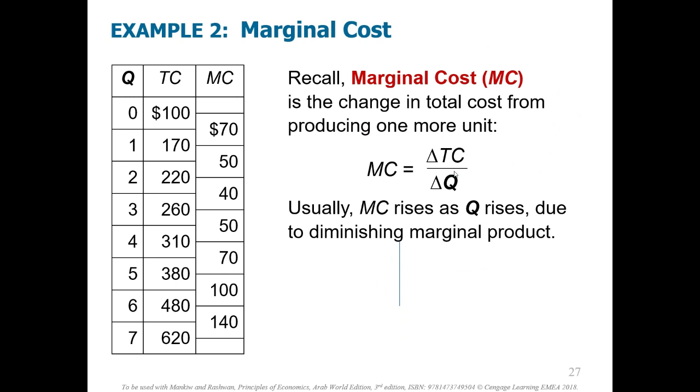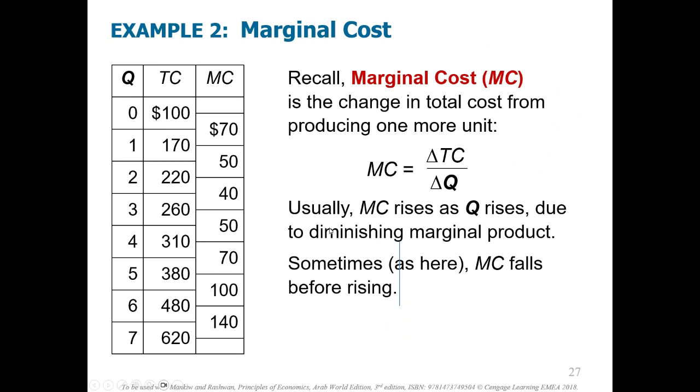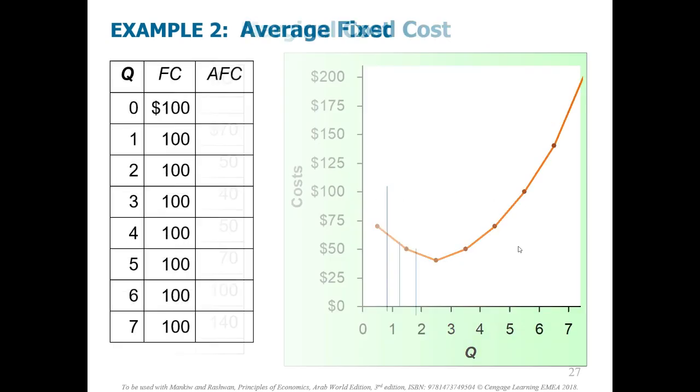Marginal cost is the change in total cost divided by the change in quantity. Marginal cost usually rises due to diminishing marginal product. Now remember, this is the keyword. Because there is a diminishing marginal product, marginal cost actually rises as Q rises. Okay, that's the relationship I talked about.